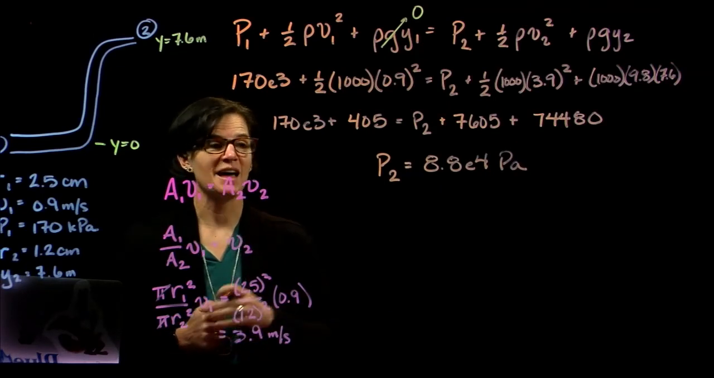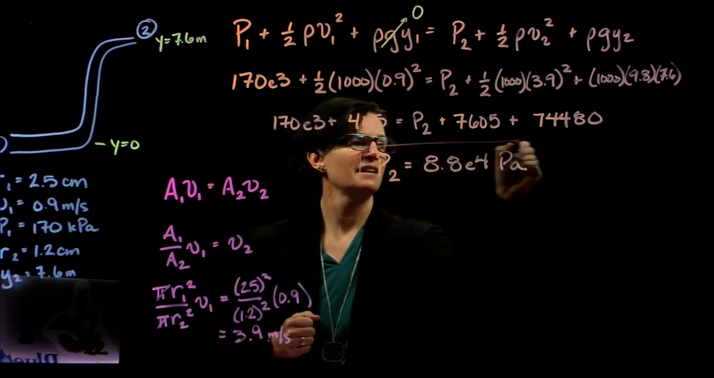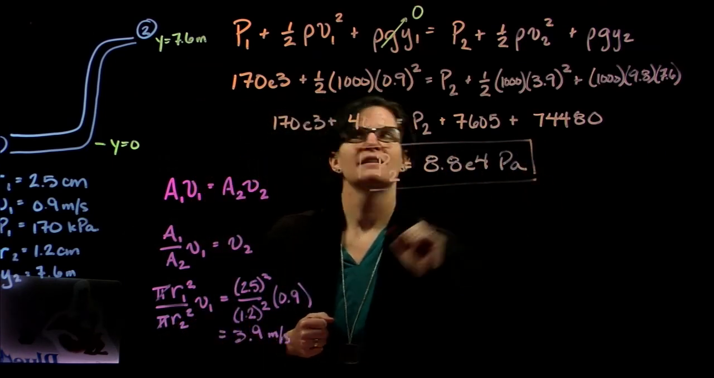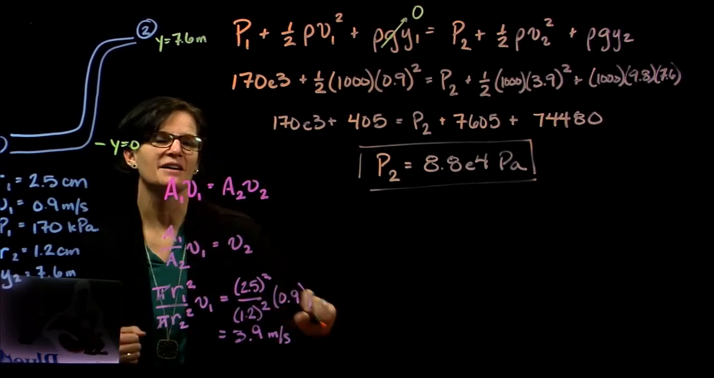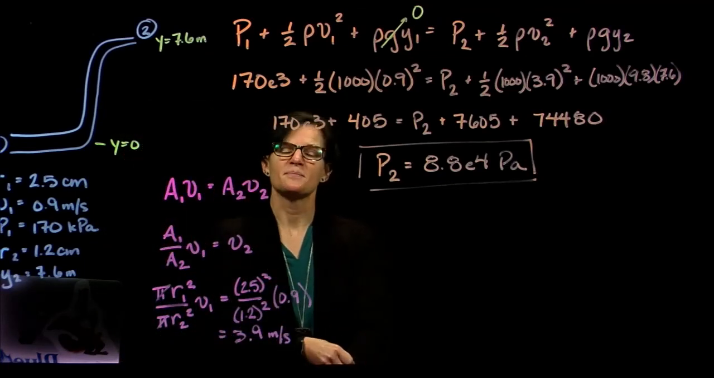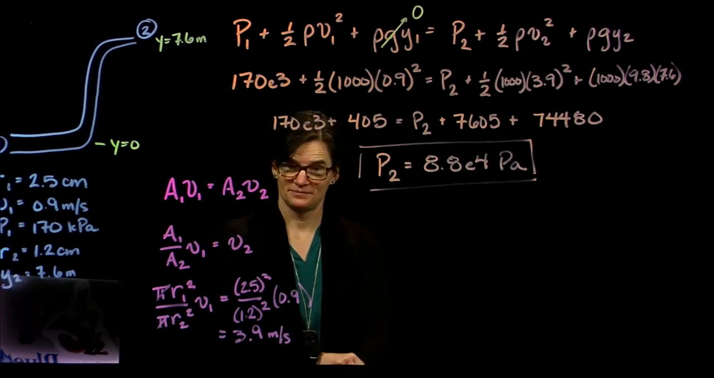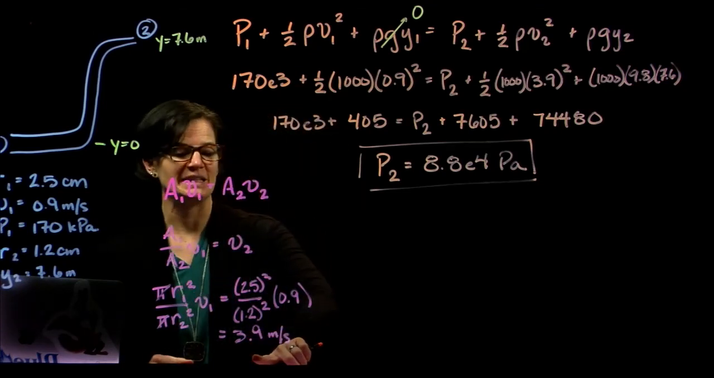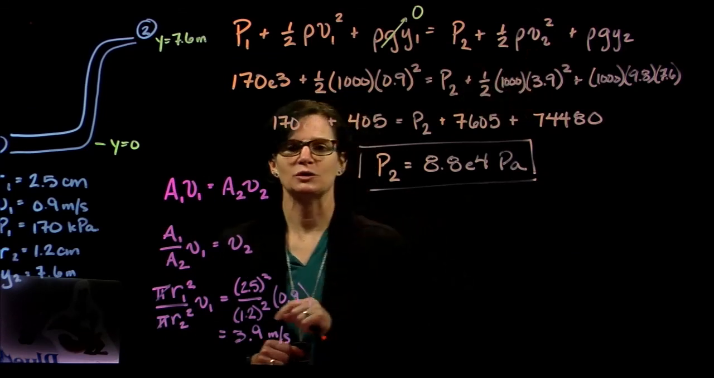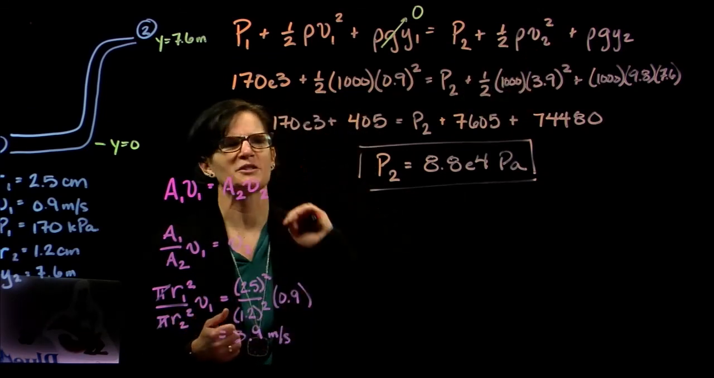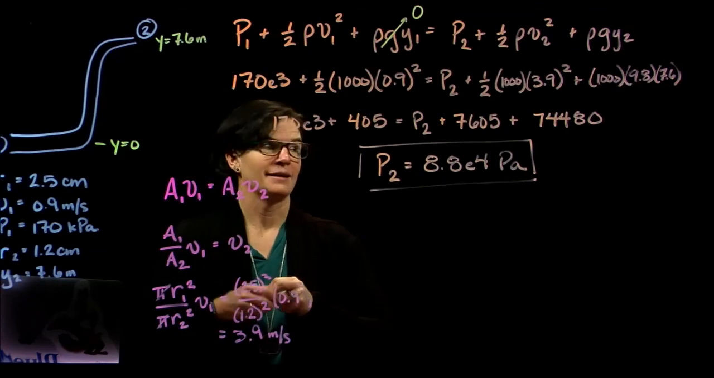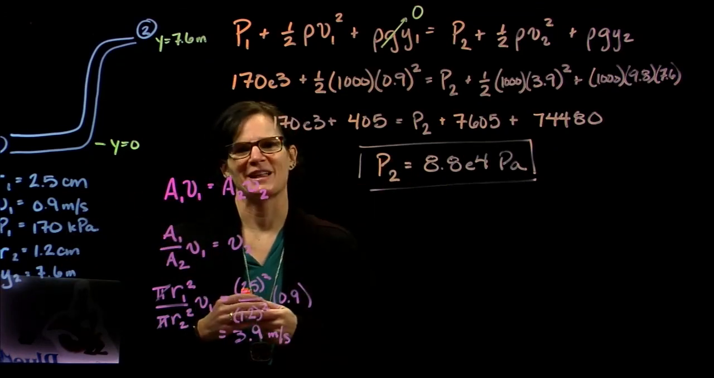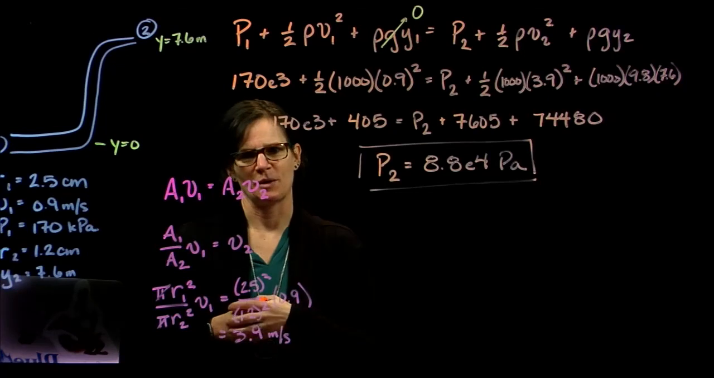So utilizing this idea of Bernoulli's principle, recognizing that we have to have this continuity relationship. To get the speed at point 2, we have to remember the continuity equation and that bulk flow idea, and then recognizing where our parameters are and utilizing Bernoulli's to solve the problem. Good job.